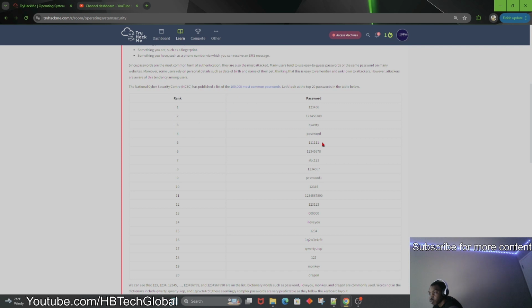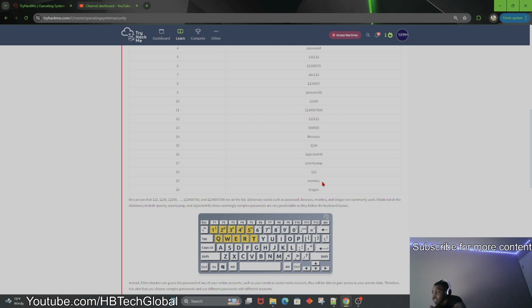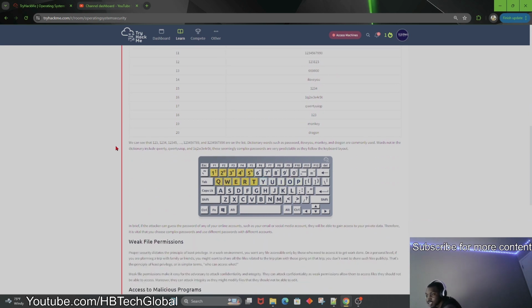Rank password number one. The number one password in the world is 1 2 3 4 5 6. Interesting. Number two is 1 through 9. Three, qwerty. Four, password. All of these are super simple. The 19th most used password is monkey. Number 20 is dragon. That's intriguing. We can see 1 2 3 4, 1 2 3 4 5, etc. The list goes on.